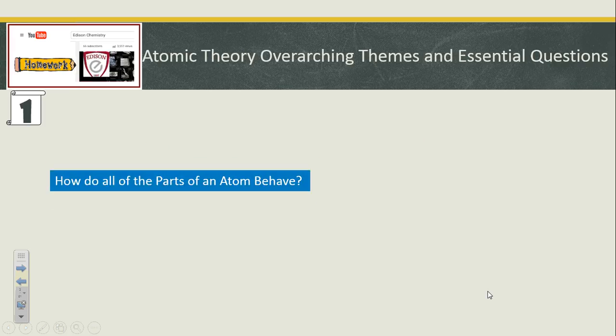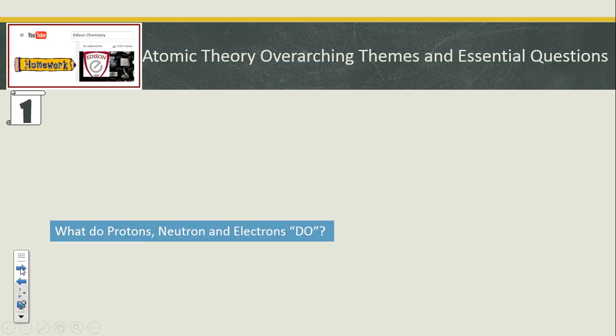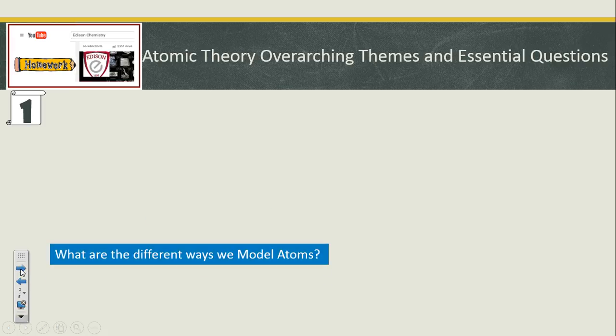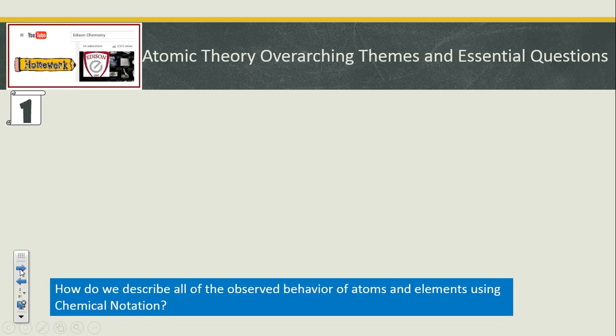How do all of the parts of an atom behave? Each one of the parts of an atom has special properties. We're going to get into those, like what protons, neutrons, and electrons do. And what are the different ways we model the atom? Okay, so like Bohr and Lewis diagrams, we're going to learn how to draw and interpret those. And how do we describe all of the observed behavior of atoms and elements using chemical notation? So this whole unit is about understanding the behavior of the atom.